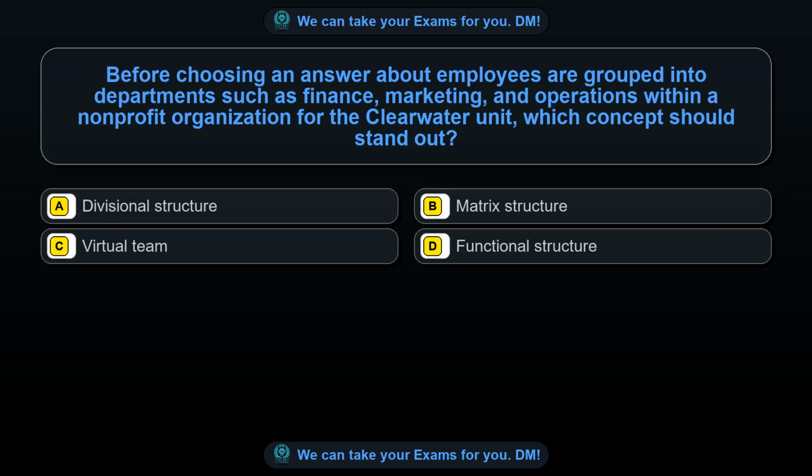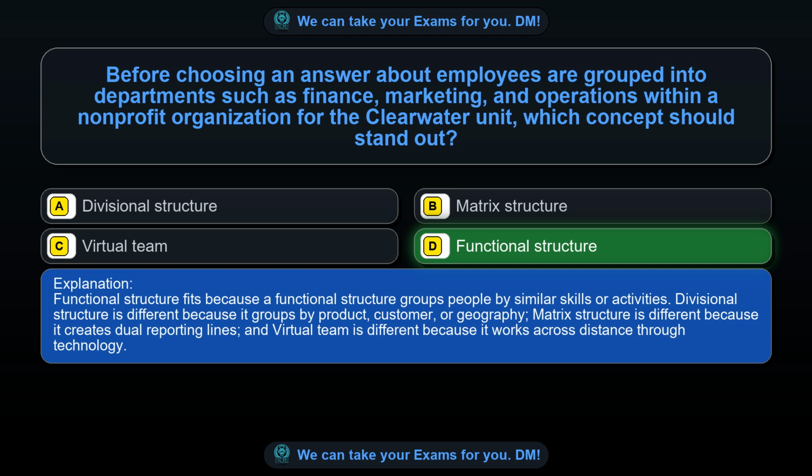Question 2. Before choosing an answer about employees grouped into departments such as finance, marketing, and operations within a non-profit organization for the Clearwater unit, which concept should stand out? Option A, divisional structure. Option B, matrix structure. Option C, virtual team. Option D, functional structure. The correct answer is option D, functional structure. Functional structure fits because a functional structure groups people by similar skills or activities. Divisional structure is different because it groups by product, customer, or geography. Matrix structure is different because it creates dual reporting lines, and virtual team is different because it works across distance through technology.